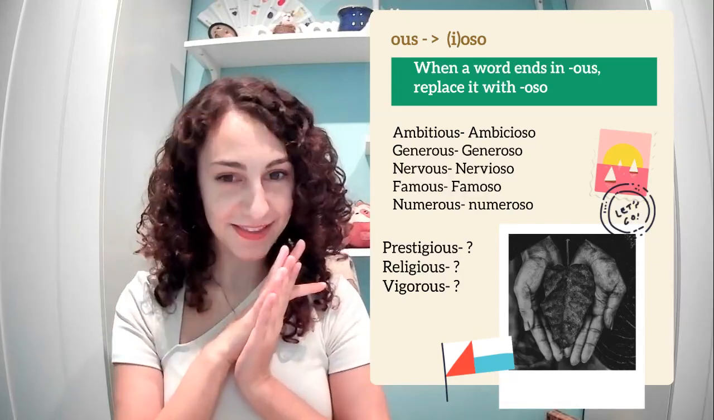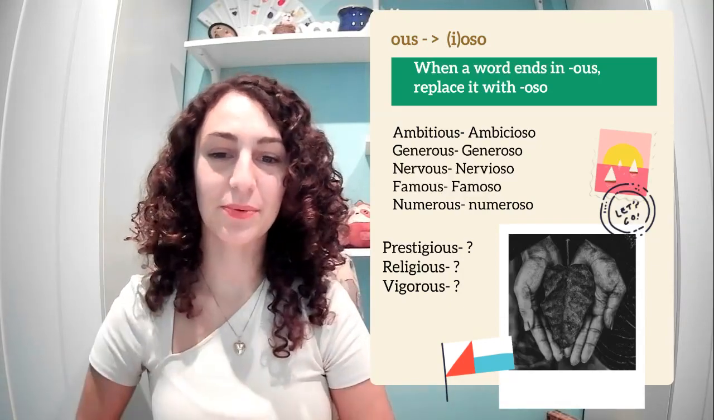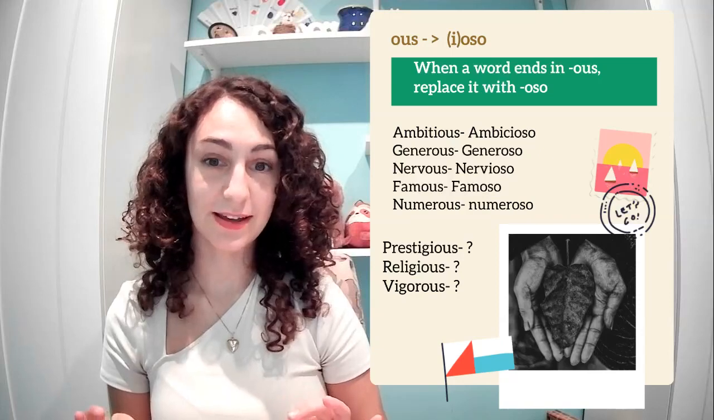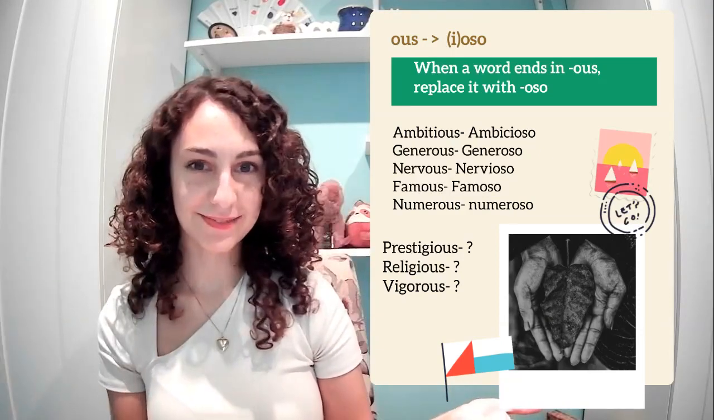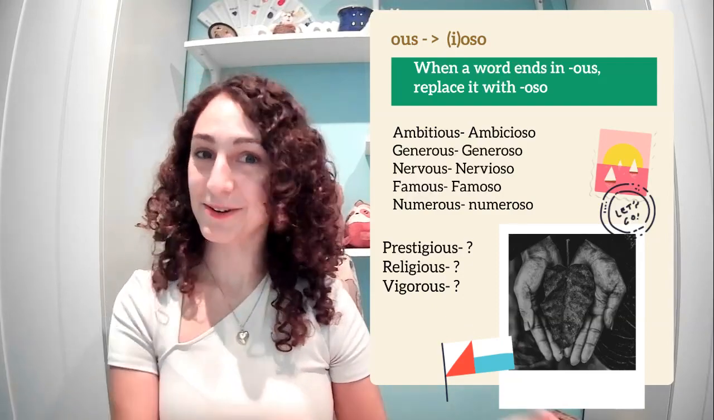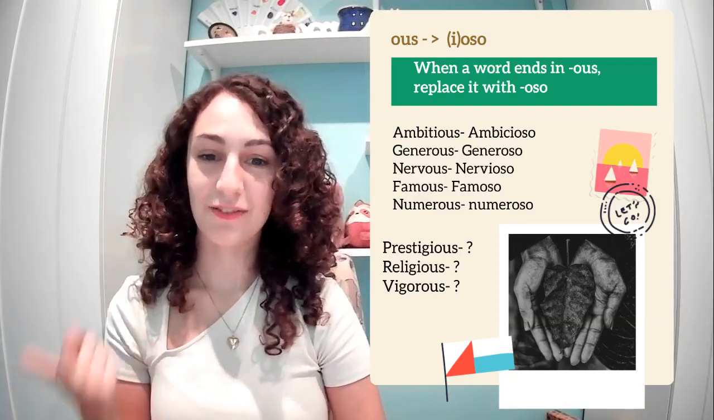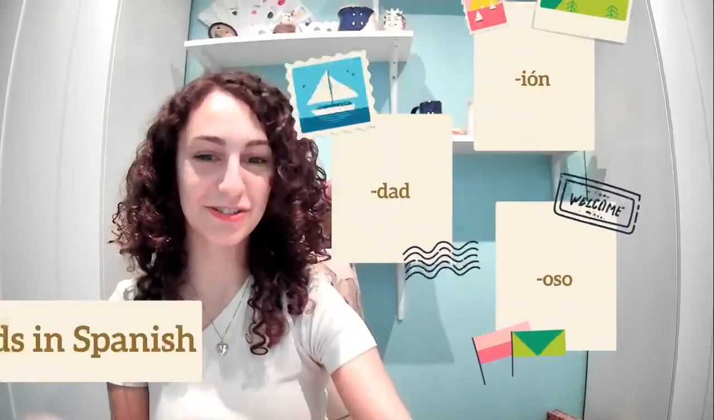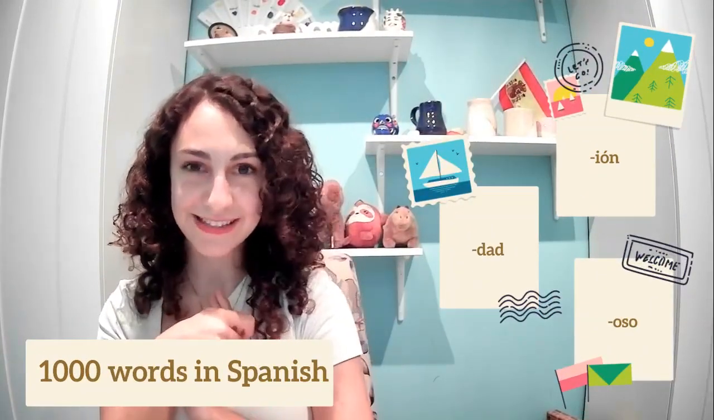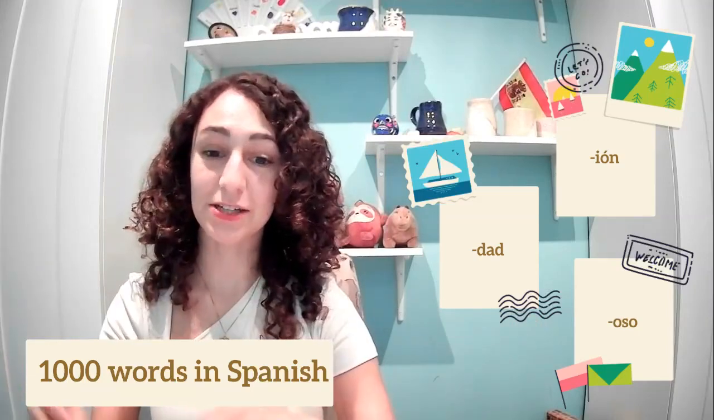Okay, now let's try these ones. They're a little tricky. So we've got prestigious, prestigioso. Religious, religioso. And vigorous, vigoroso. Okay, so it's actually quite easy. You just got to cut off the suffixes and then replace it with the Spanish one.